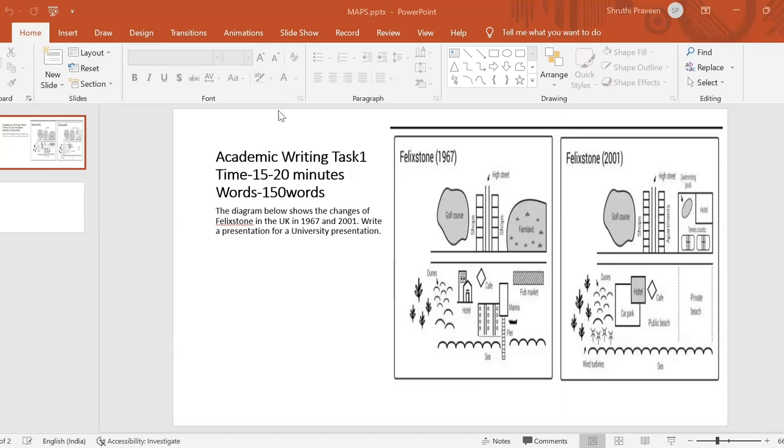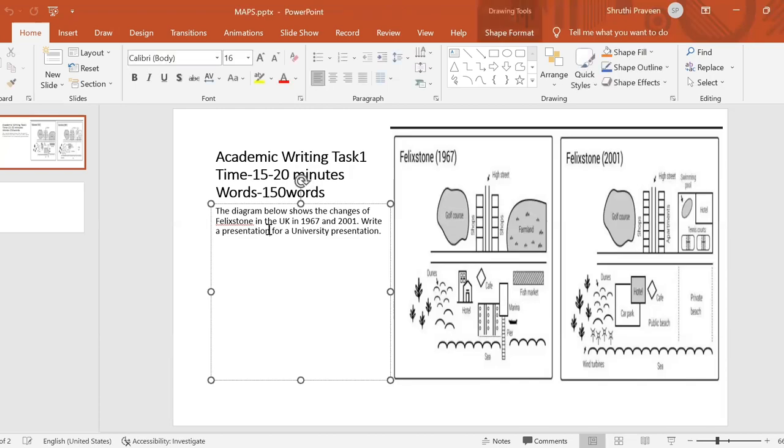Okay. So the diagram below shows the changes of Felixstone in the UK in 1967 and 2001. Write a report for a university presentation. I think it should be write a report, not a presentation.